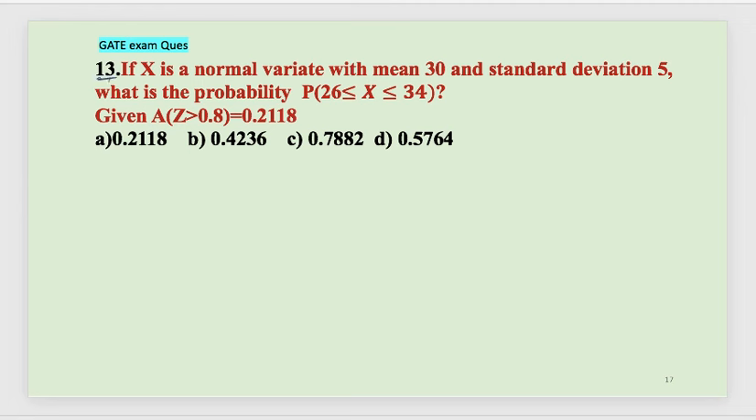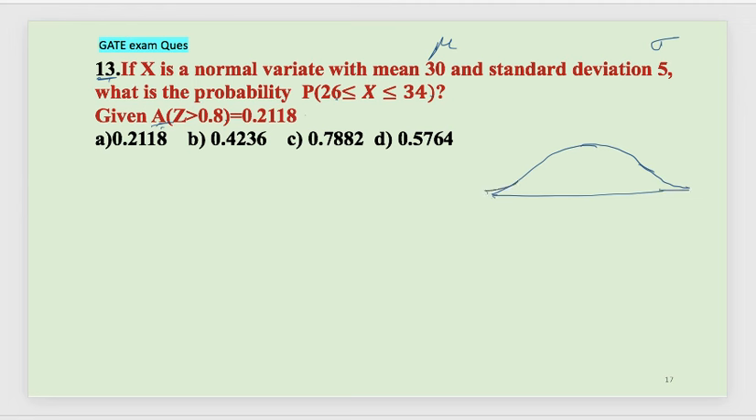It is saying x is a normal variate with mean 30 and standard deviation 5. What is the probability between 26 and 34 if we give you the area of z greater than 0.8 to be 0.2118? So sometimes in the normal distribution the information is given in terms of area, sometimes in terms of PDF, sometimes in terms of integration. To give variety in the problem, but the information will be taken in any way.